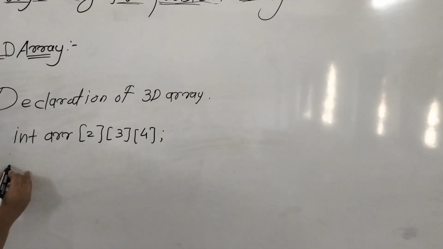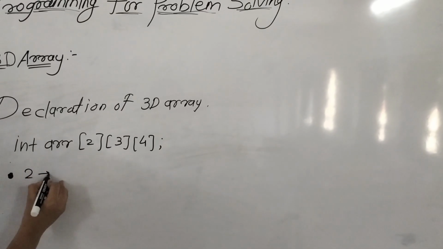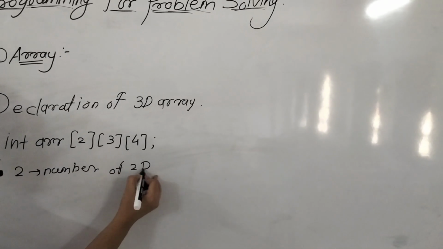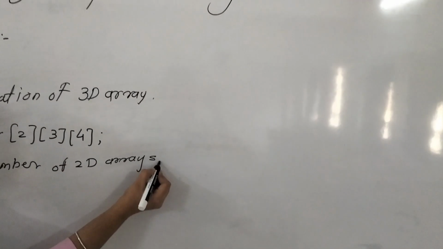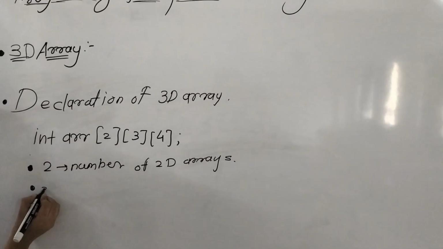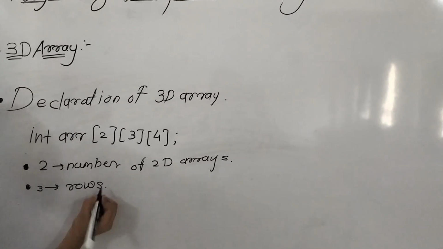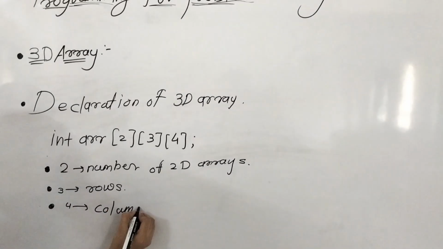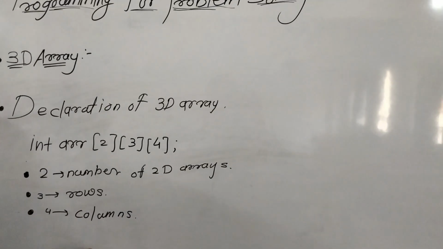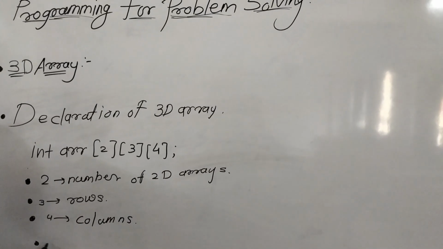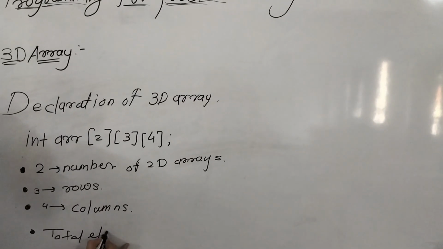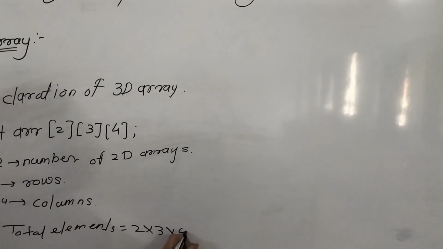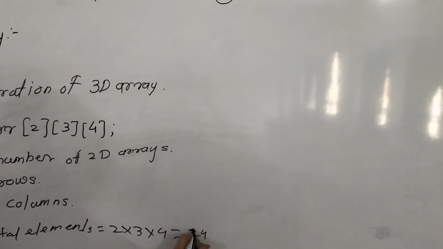So now we see, 2 is the number of 2D arrays, and 3 is the rows and 4 is the columns. So total elements is 2 into 3 into 4, which is equal to 24.